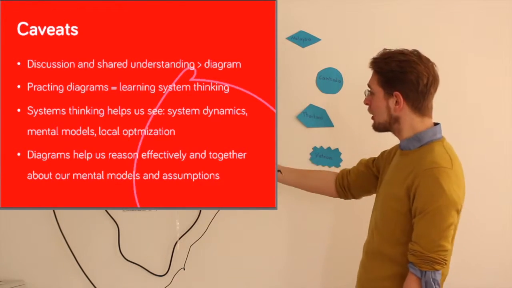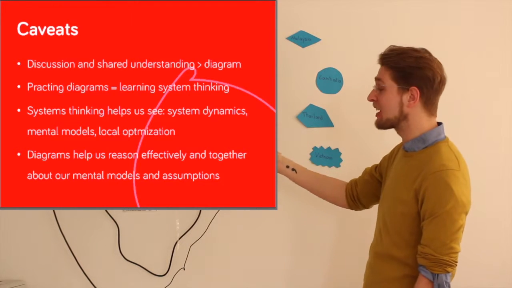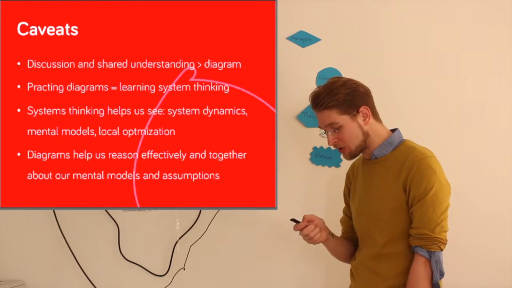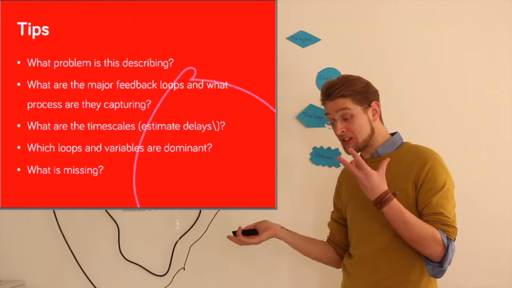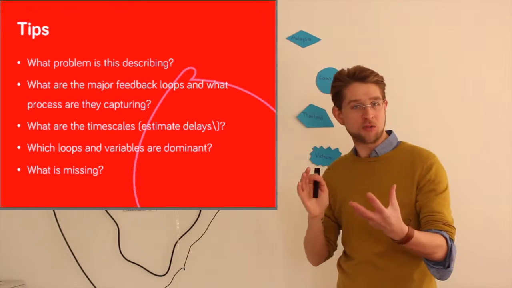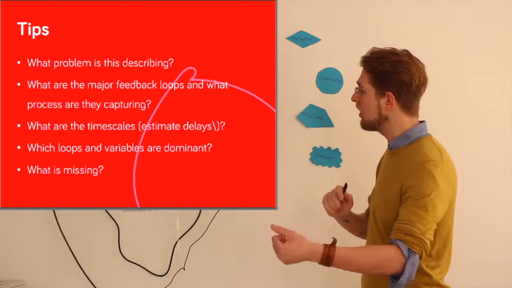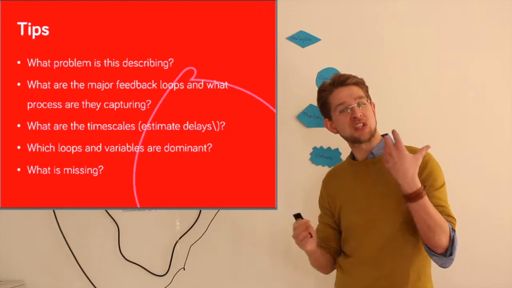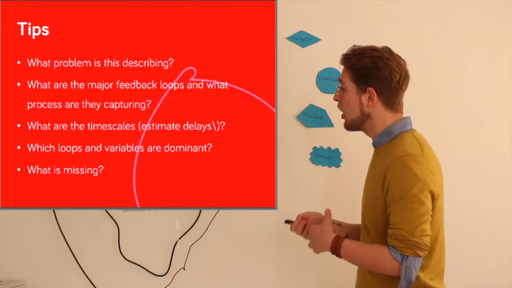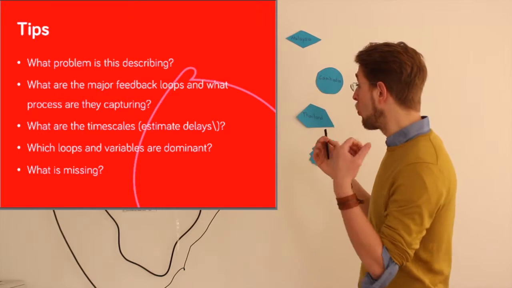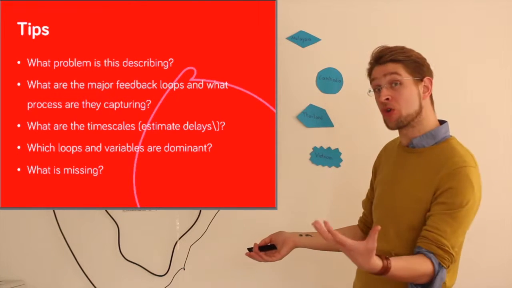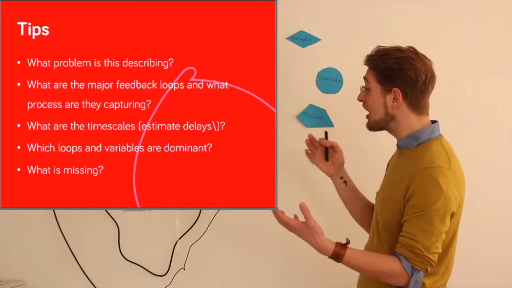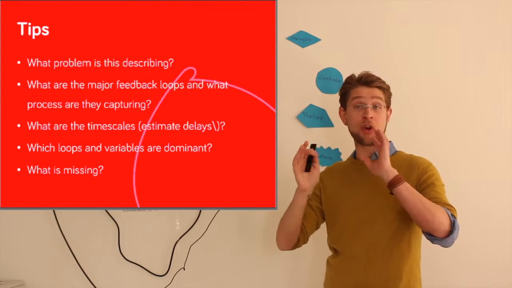So diagrams help us reason effectively and together about our mental models and assumptions. So when you're looking at any of these kinds of diagrams, some useful questions to ask yourself, and some useful questions to ask when you're setting out to make a causal loop diagram: What's the problem being described? What are the major feedback loops, and what process do they capture? What are the timescales? So if there are delays, what are the delays?